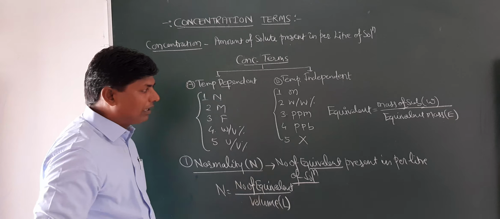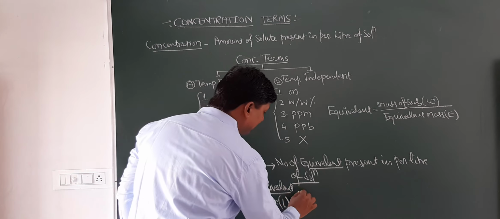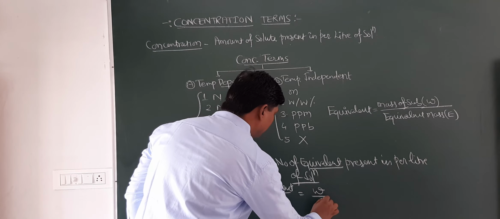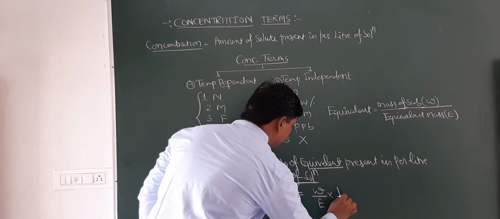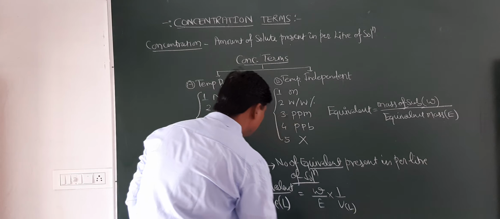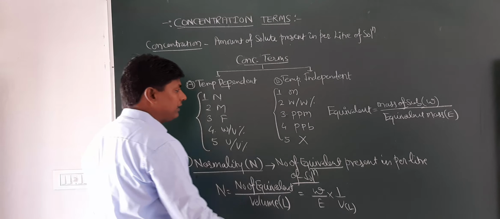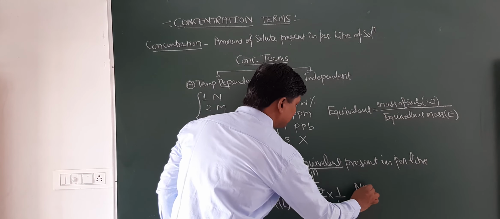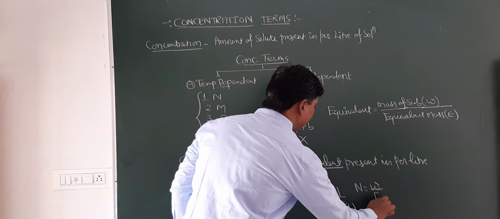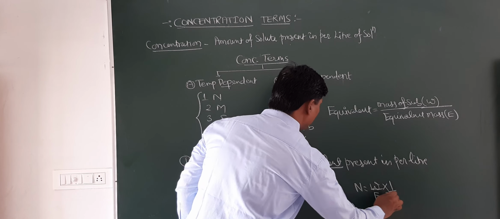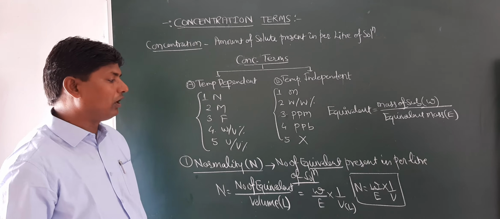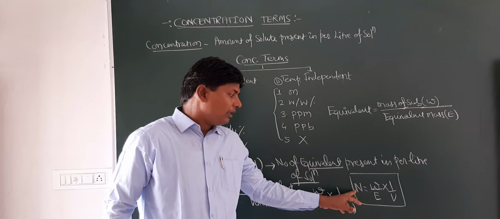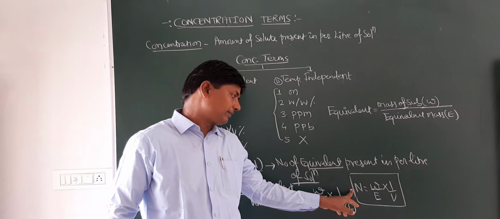And in place of equivalent I can write small w upon capital E, and in place of volume I can substitute capital V in liters. So this is the formula for normality: normality is equal to small w upon capital E into 1 upon V. This is the formula to find the normality of any substance which is dissolved in the solution.